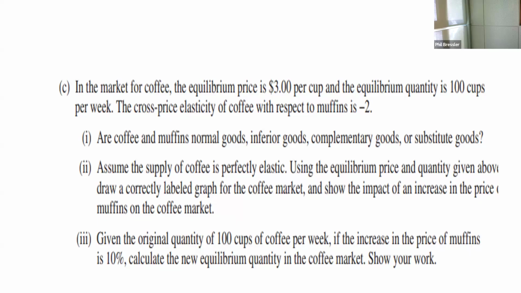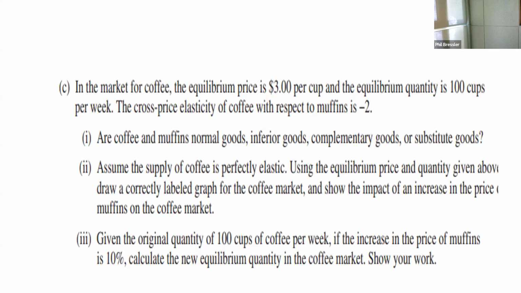All right, Stephen, are coffee and muffins normal, inferior, complements, or substitutes? Complement. All right, it's a negative coefficient for cross price. It's a complement. Okay, where were you mixed up that there were two answers? I thought it was the first one. I thought they could also be inferior goods. No, for it to be inferior goods, you'd have to have income elasticity. Okay, all right, so we got complements.